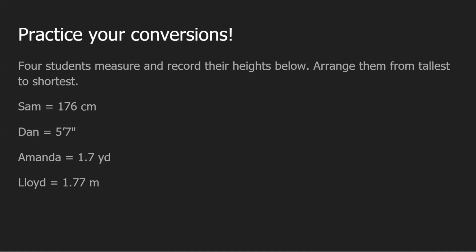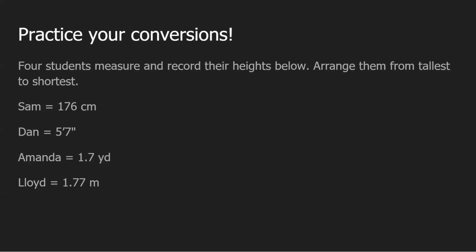Now we're going to get to practice our conversions for a bit. So over here we have 4 students, and we want to find out who is the tallest and who's the shortest. Right now, their heights are all in different units, so we're going to have to convert them to a single unit to better compare. In Canada, we often measure height in centimeters, so we're going to convert them all to centimeters. Since Sam is already in centimeters, we can leave that alone.